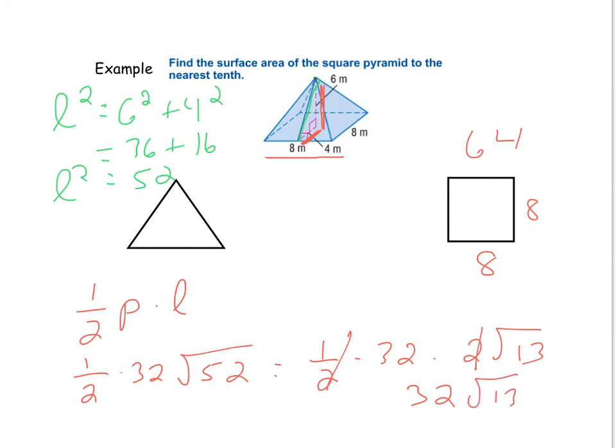Plus I have my base, which was 64. So I have 64 plus 32 root 13. If I whip out my little mini blue calc, I'm going to get 179.4.